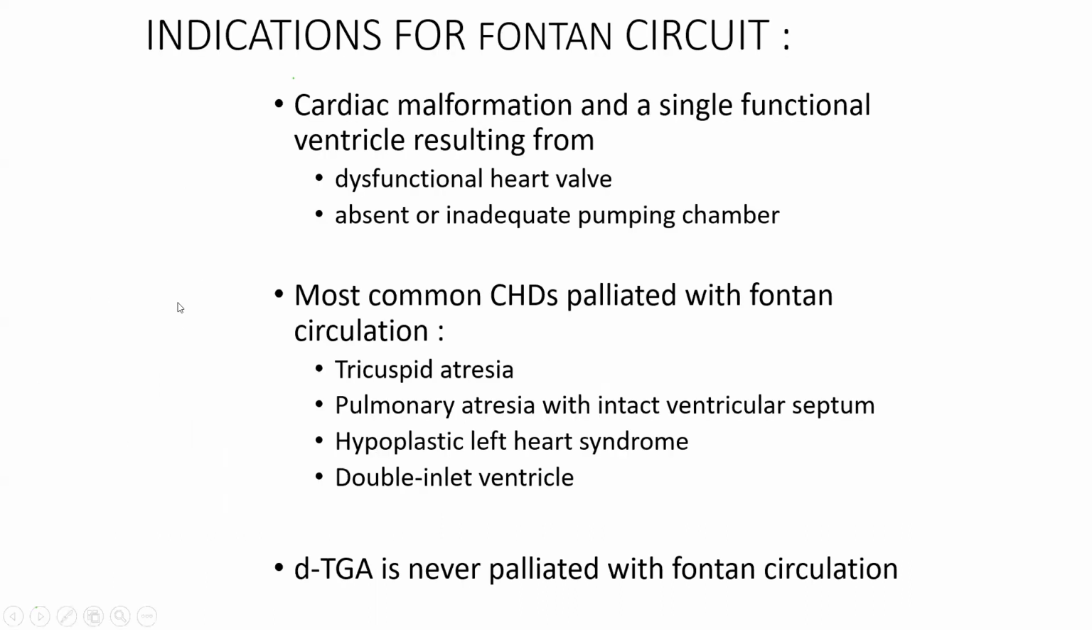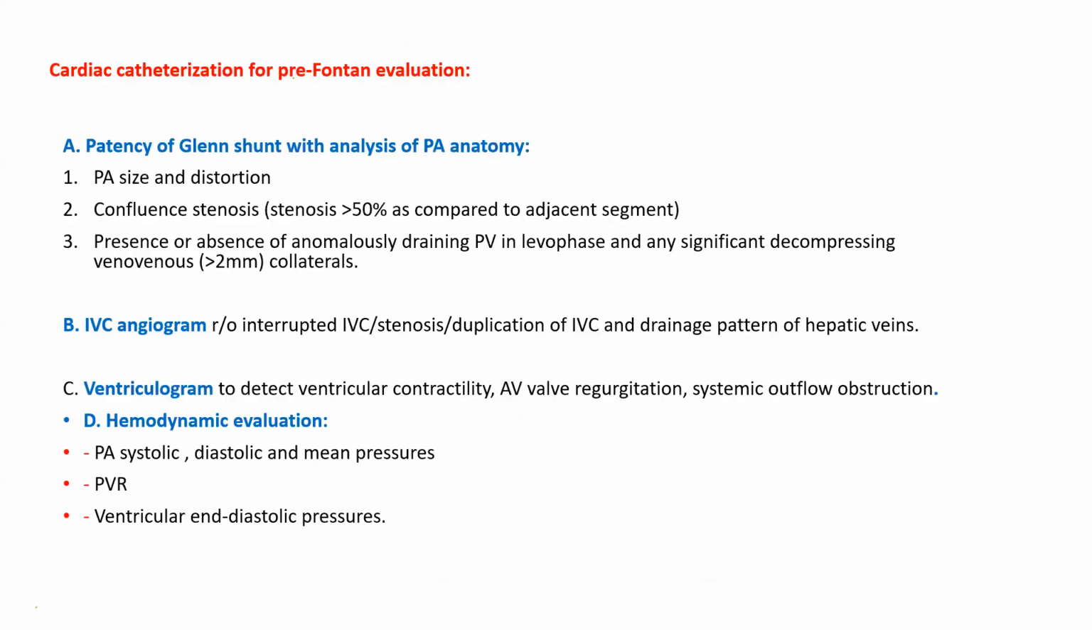Now we'll see the indications. What are the indications for the Fontan? Any cardiac malformation with a single functional ventricle resulting from a dysfunctional heart wall or an absent or inadequate pump chamber. The most common congenital heart diseases in which Fontan circulations are done are tricuspid atresia, pulmonary atresia with intact ventricular septum, hypoplastic left heart syndrome, and double inlet ventricle. DTGA is never palliated with the Fontan circulation, to be remembered. For DTGA, we have various other operations that we'll discuss in the next class.